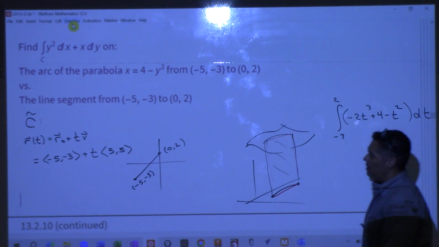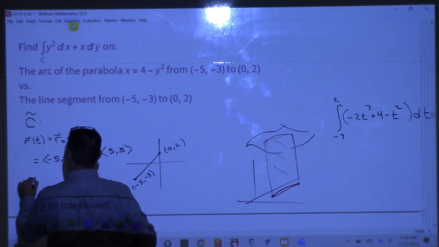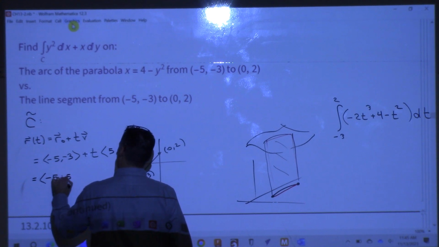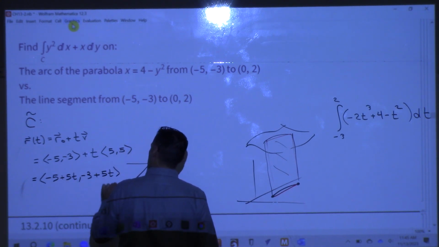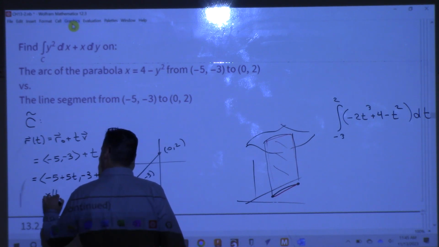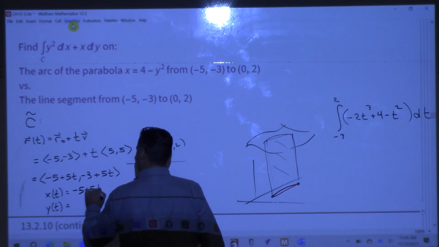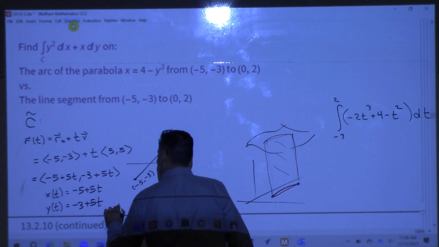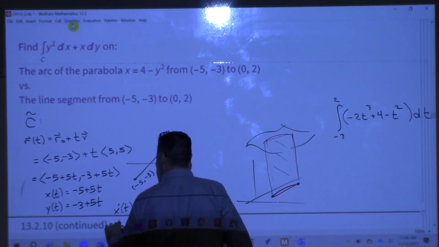Oh, put them together, right? Put them together. Oops. -5 plus 5t, -3 plus 5t. So we've got our x of t, we've got our y of t. X of t is -5 plus 5t, y of t is -3 plus 5t. Our derivatives are pretty straightforward here, right? 5, 5.